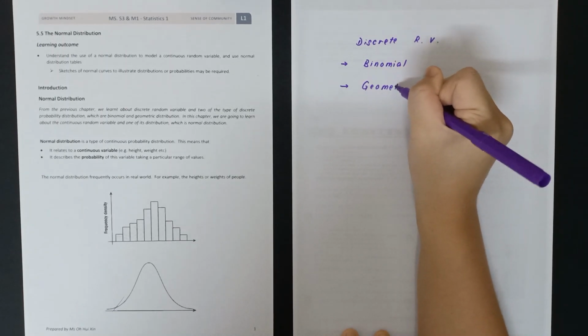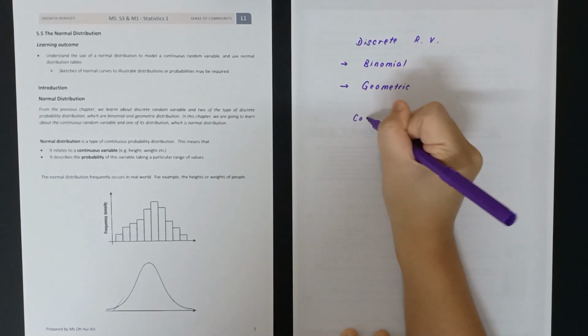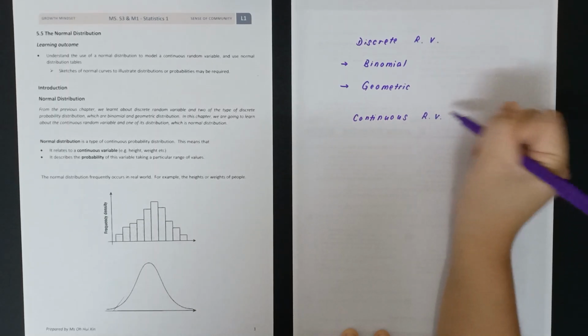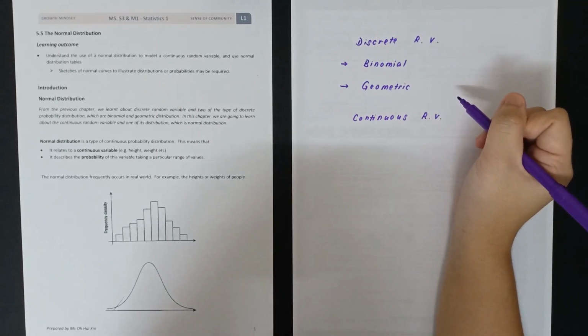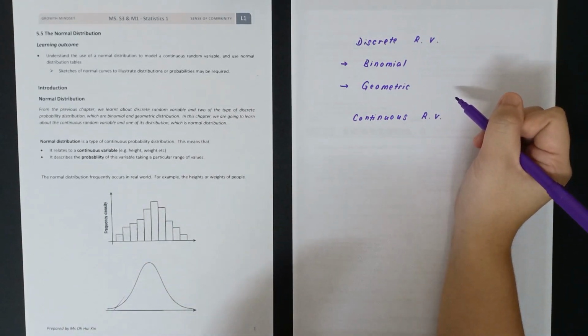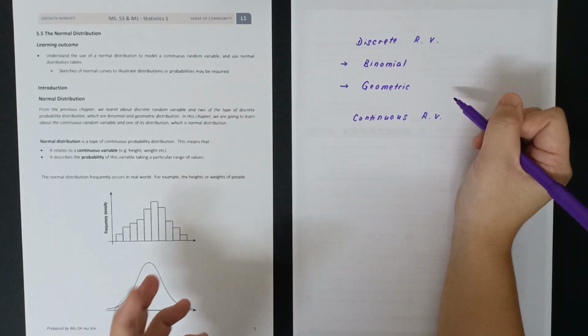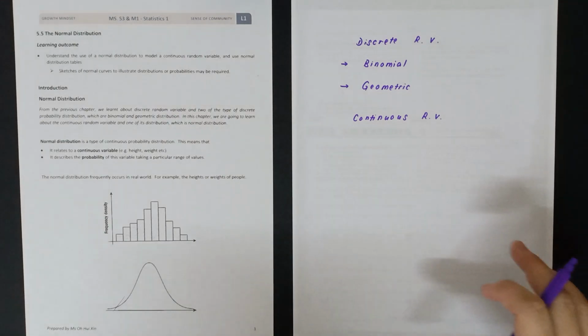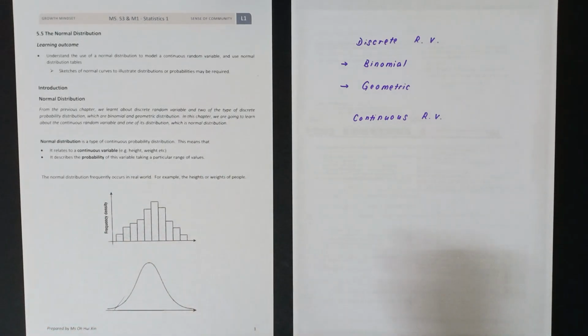Then for today's lesson we will be looking at the other type of random variable, called the continuous random variable. If you still remember, when I introduced chapter 4 I also introduced random variables, and at that time I gave a little information about continuous random variables. It's a random variable also, but it can take on all the values that lie in a certain interval. Normally we use continuous random variables to describe something that you need to measure, for example the weight or the height of people.